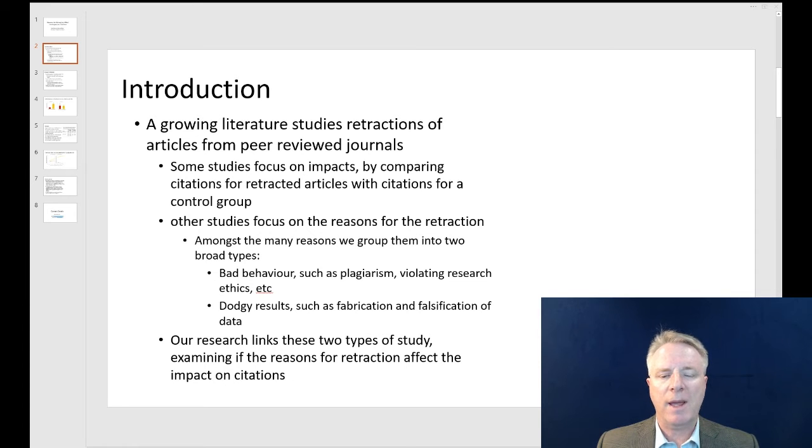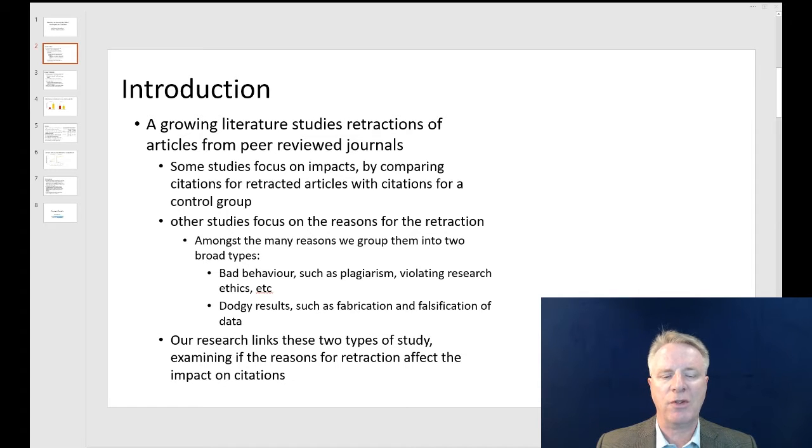Now, people may engage in bad behavior because they're trying to shield results which are unreliable from critical review, but we can't know a priori whether or not papers that are retracted because of the bad behavior of the authors were in some sense unreliable, whether the results were unreliable or not.